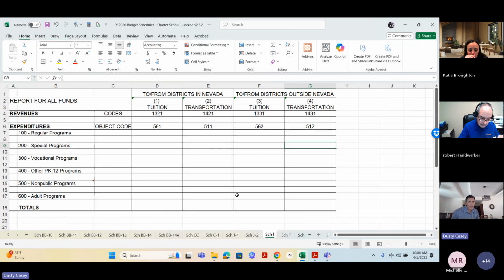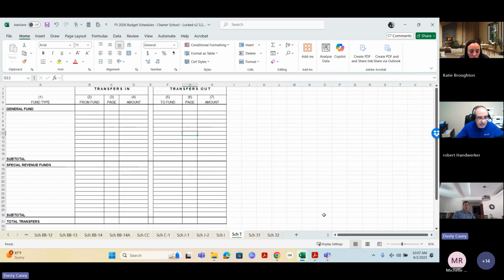Okay, schedule I. This is if you are dealing with transfers to and from any other districts. Again, we left this unlocked. I don't think it applies to any charter schools, but if you have transportation or tuition, you're paying another district tuition for something for your students, especially if maybe you're paying a district to transport your kids or something like that, then you might capture that on this tab here. I don't think it applies to most of you, but if it does specifically to that, then go ahead and capture that here.